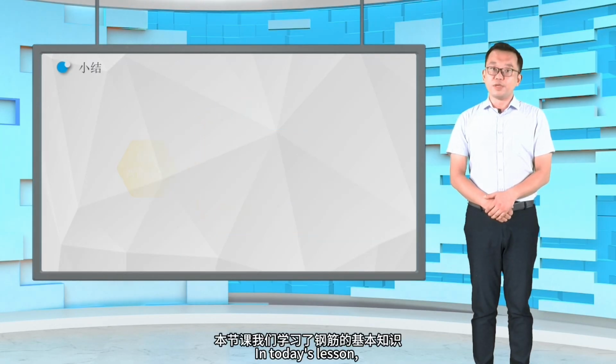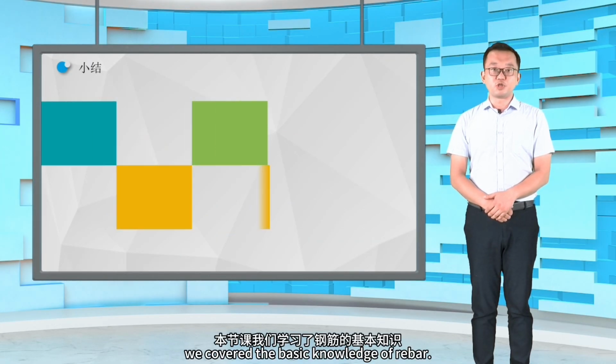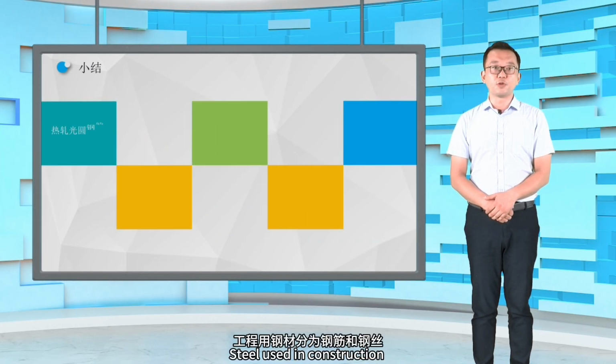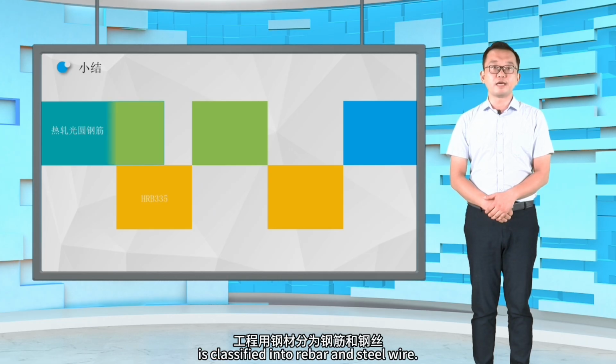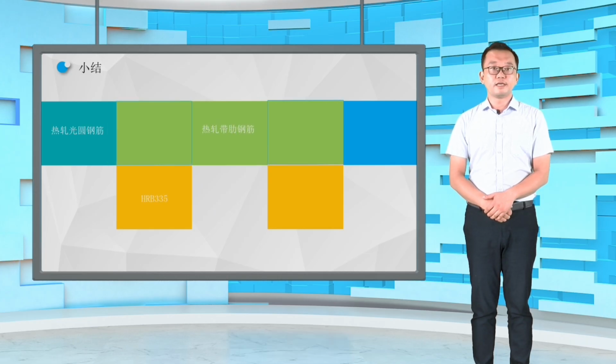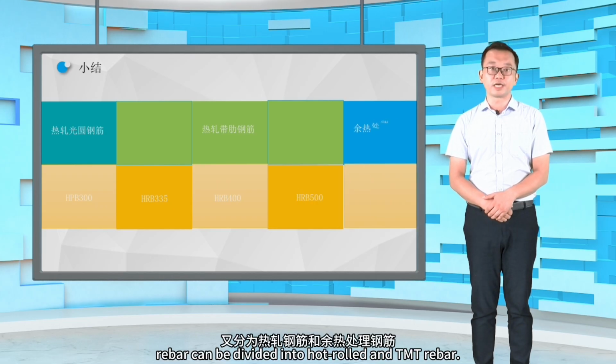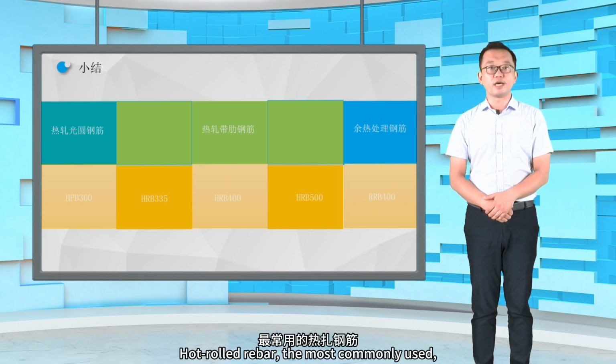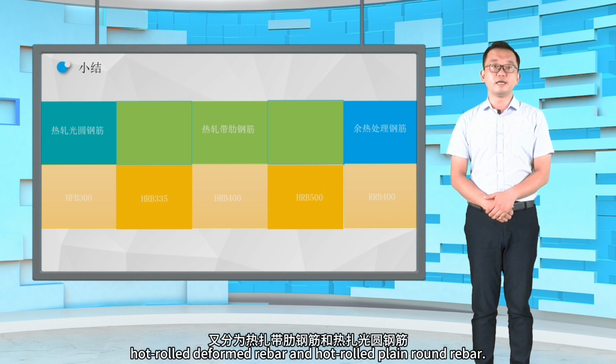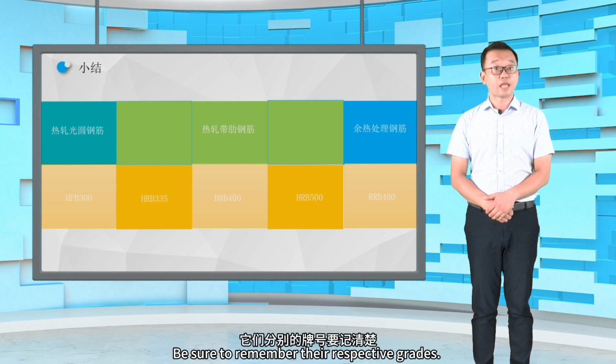In today's lesson, we covered the basic knowledge of rebar. Steel used in construction is classified into rebar and steel wire, according to its chemical composition. Rebar can be divided into hot-rolled and TMT rebar. Hot-rolled rebar, the most commonly used, is classified into hot-rolled deformed rebar and hot-rolled plain round rebar. Be sure to remember their respective grades.